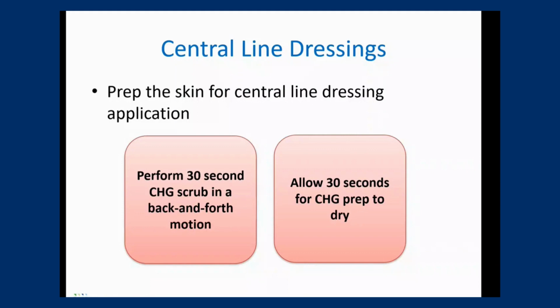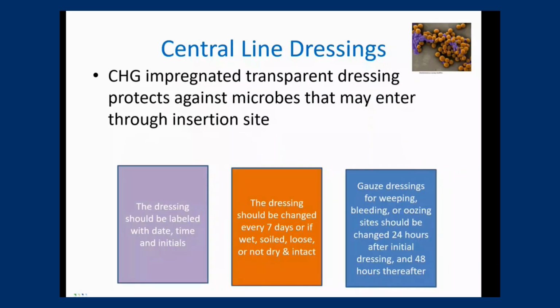For our central line dressings that we're changing at least once a week, we want to make sure we're performing 30-second CHG scrubs in a back and forth motion, but then also allowing another 30 seconds for it to fully dry before applying a brand new dressing. For these dressings, like was said before in other presentations, we want to make sure everything's labeled with date, time, and initials. It should be changed every 7 days, if not sooner. Also, you want to make sure you're assessing if the gauze or dressing has any weeping, bleeding, anything that needs to be changed at that 24-hour mark or before that 7-day mark.